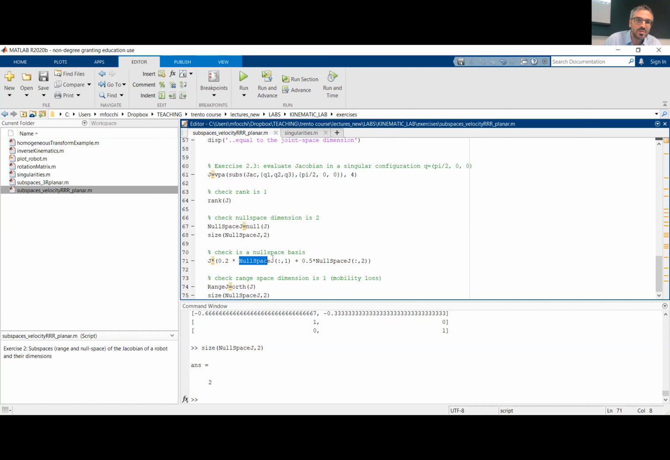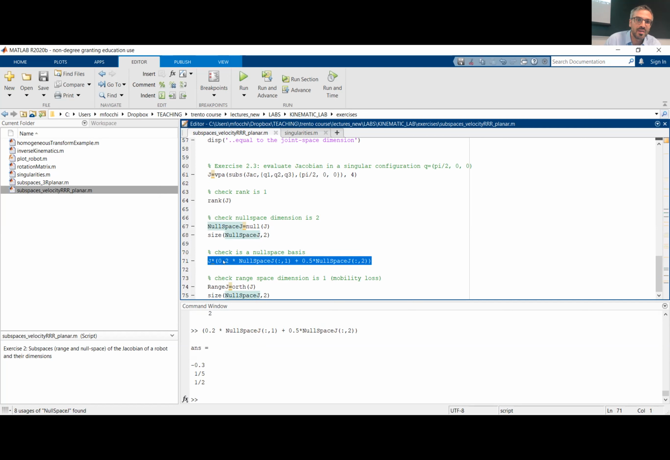We can understand, for example, that any combination of the columns of the null space basis can be combined and is still a vector that belongs to the null space. So, for example, in this case, we combine with different scalars the 2 columns, and still we get that if you multiply by J, we get 0.